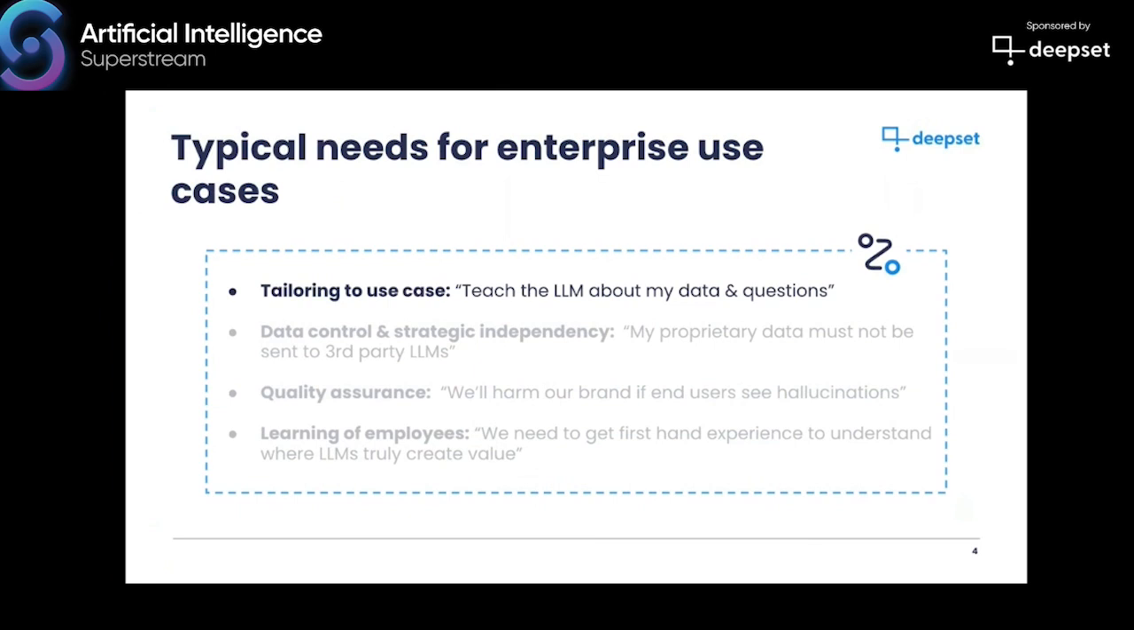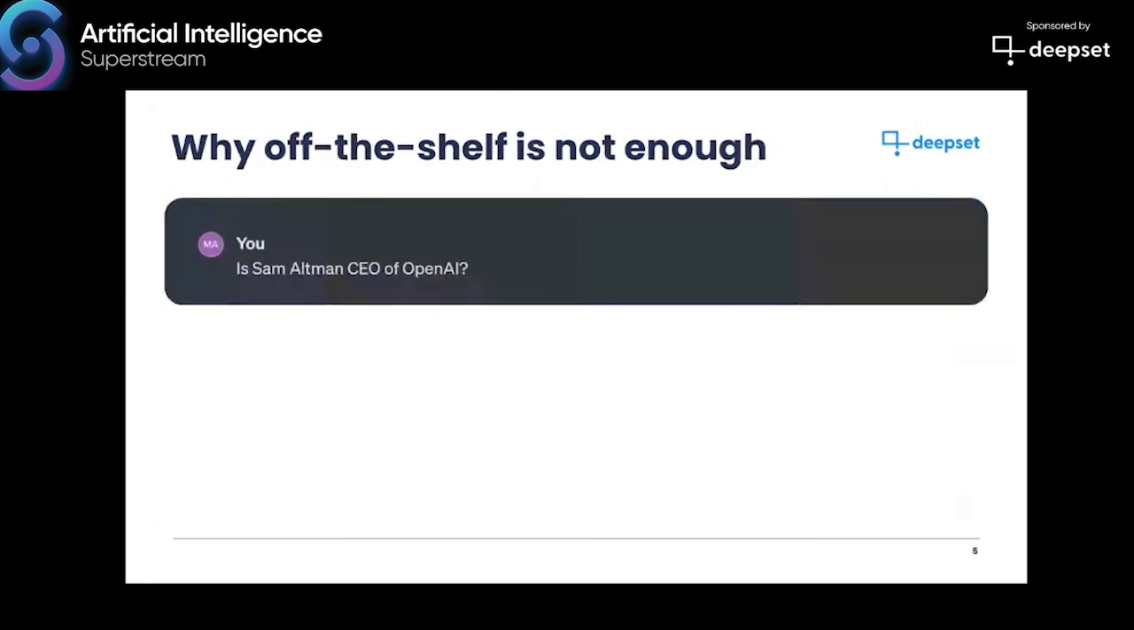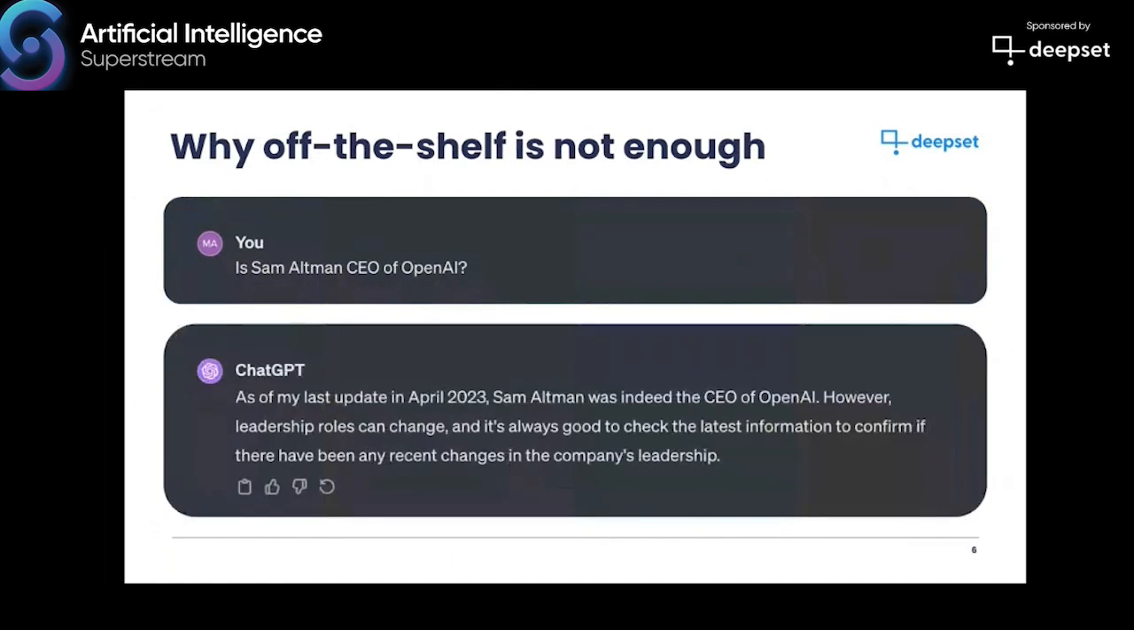Let's look at two examples quickly. If you ask GPT for this question, you get a pretty diplomatic, vague answer like that. That Sam was CEO of the latest in April 2023, but yeah, you should better check yourself. We get such answers all the time. I think every one of us saw some of them.